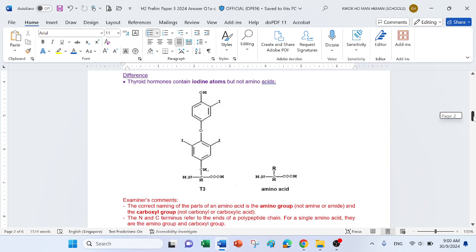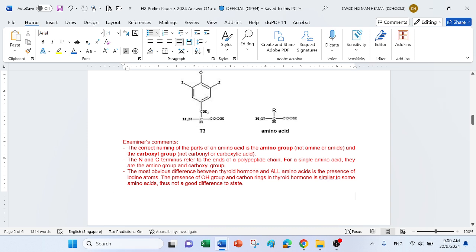Okay, a bit more feedback, right? The name is amino group, right? Not amine, not amide. A lot of you put amine. I suppose that's what you have learned in chemistry. Okay, the carboxyl group. So a lot of you mention it as the carboxylic acid group, but it is a carboxylic acid, but you don't call it a carboxylic acid group. It's called carboxyl group, right? And certainly not carbon now. Okay. So please name the functional groups of the amino acids correctly.